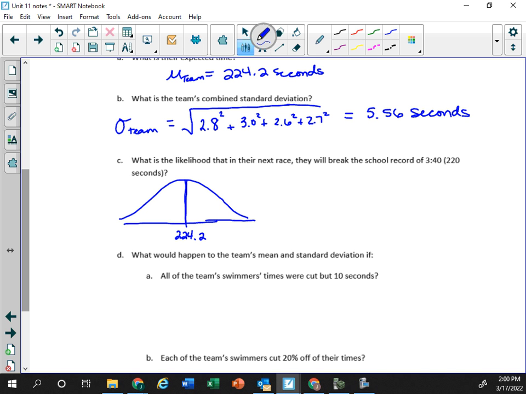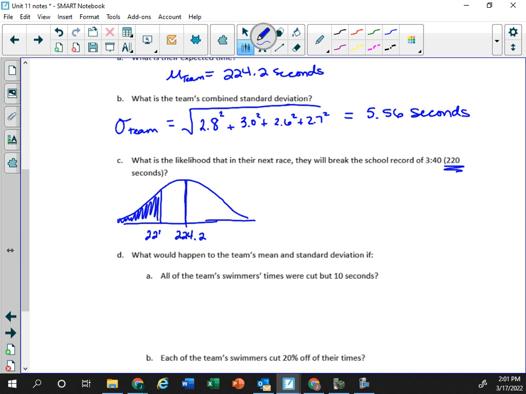So where's 220 seconds? Somewhere on the left side? Right, yeah, not asking a complicated question here. 220 is somewhere over here, right? We want to know how likely is it that they swim faster than that? Wait, but why does it say school record of 340? 3 minutes and 40 seconds, which is 220 seconds. We did everything in seconds, not minutes, yeah.